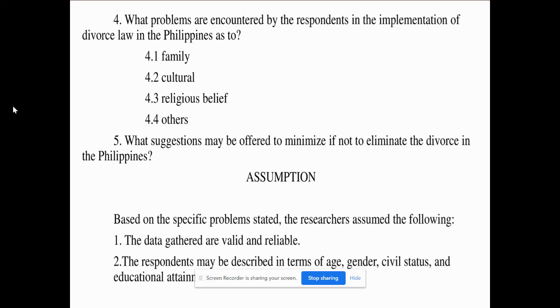So after the statement of the problem, as I have discussed earlier, you have to make your assumption. Again, assumptions are statements which may answer your problem. Again, we have five specific problems. So let's have your assumptions as follows. You will write, based on the specific problems stated, the researchers assumed the following. What are your assumptions? You assume that the data that you are going to gather are valid and reliable. So assume that. Next, the respondents may be described in terms of age, gender, status, and educational attainment.